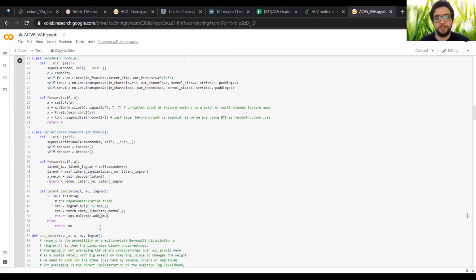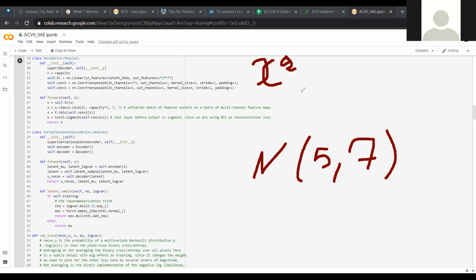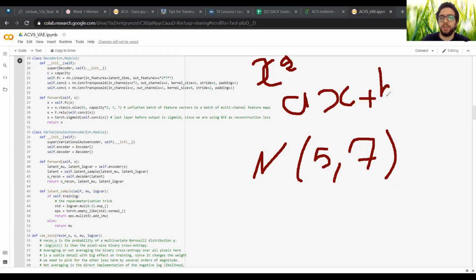Yeah, the sampling trick. So basically, can you tell me what is the differentiation of sampling from N(5, 7)? Can you differentiate the operation of sampling? Can you differentiate x squared? Yes, 2x. Can you differentiate ax plus b with regards to x? Yes, as well. Good. Can you differentiate the sampling from N(5, 7) with regards to, for example, a? You can't, right? We don't know how to do that.